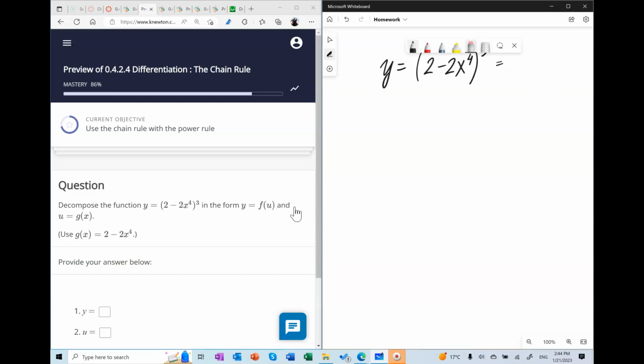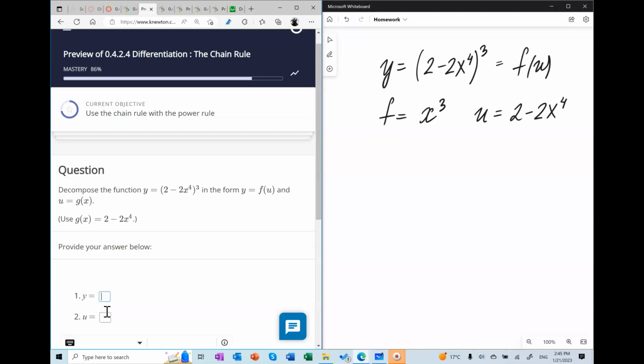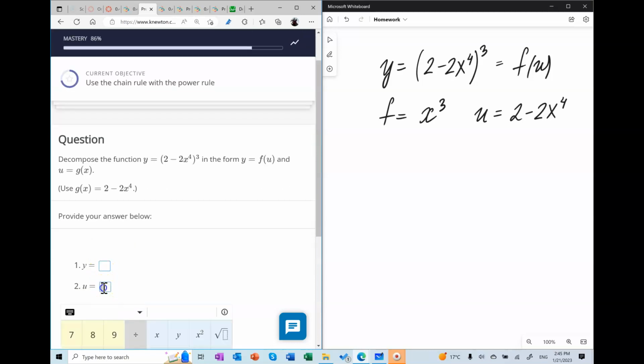So if they want f and u, then the outer function is the f and the inner function is u. So in this case, the outer function is the cubing. So we write it as x cubed. And the inner function is what's inside of the parentheses. So 2 minus 2x to the power 4. So that should be the answer. And with their hint, it's hard not to answer it correctly.